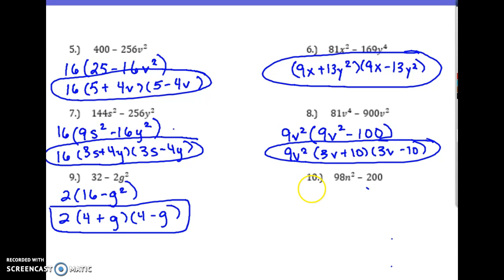All right, and number 10, if we factor out a 2, we've got 49n squared minus 100. Now they're both perfect squares. It's a difference of perfect squares, so it's 2 times 7n times 7n is 49n squared, and we've got plus 10 and minus 10.